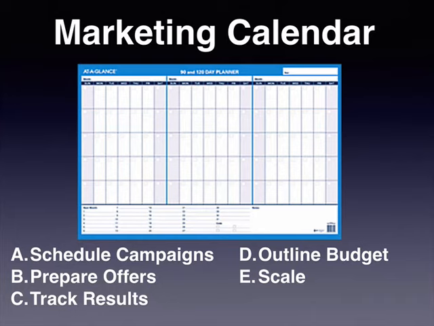And because you can kind of see through it and plan for the future, you can also outline your budget, and that just tells you, okay, I know I need a specific amount of money every week for the next 90 days to maintain this marketing campaign, this marketing goal that I have for the next 90 days.